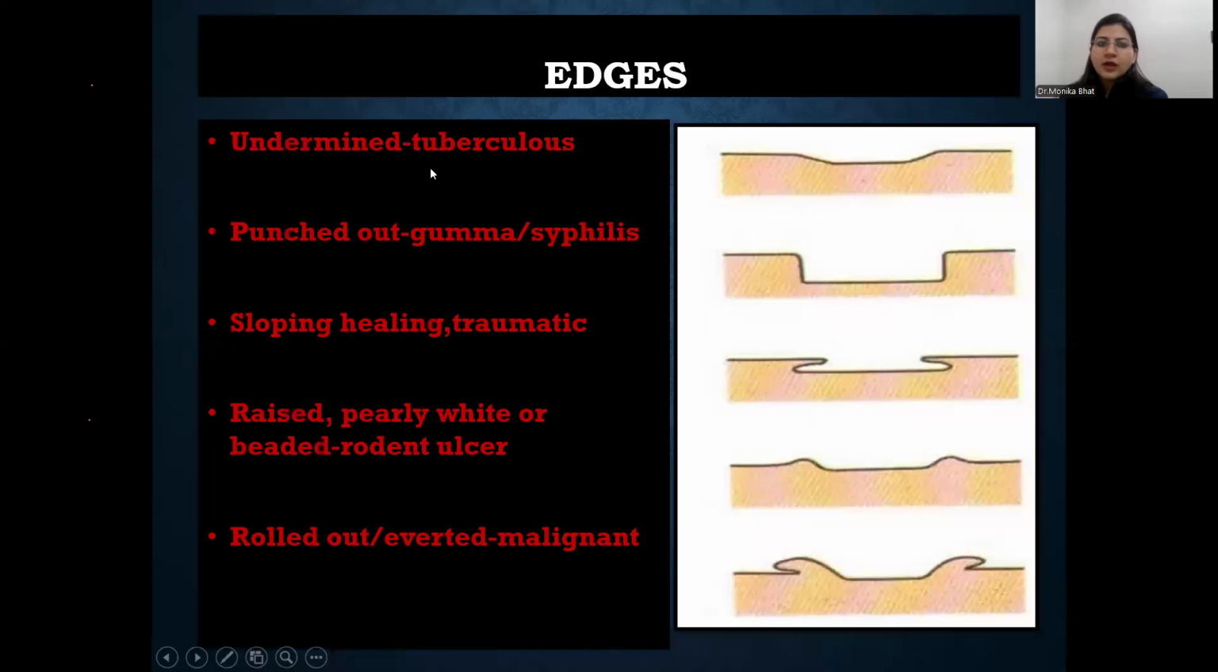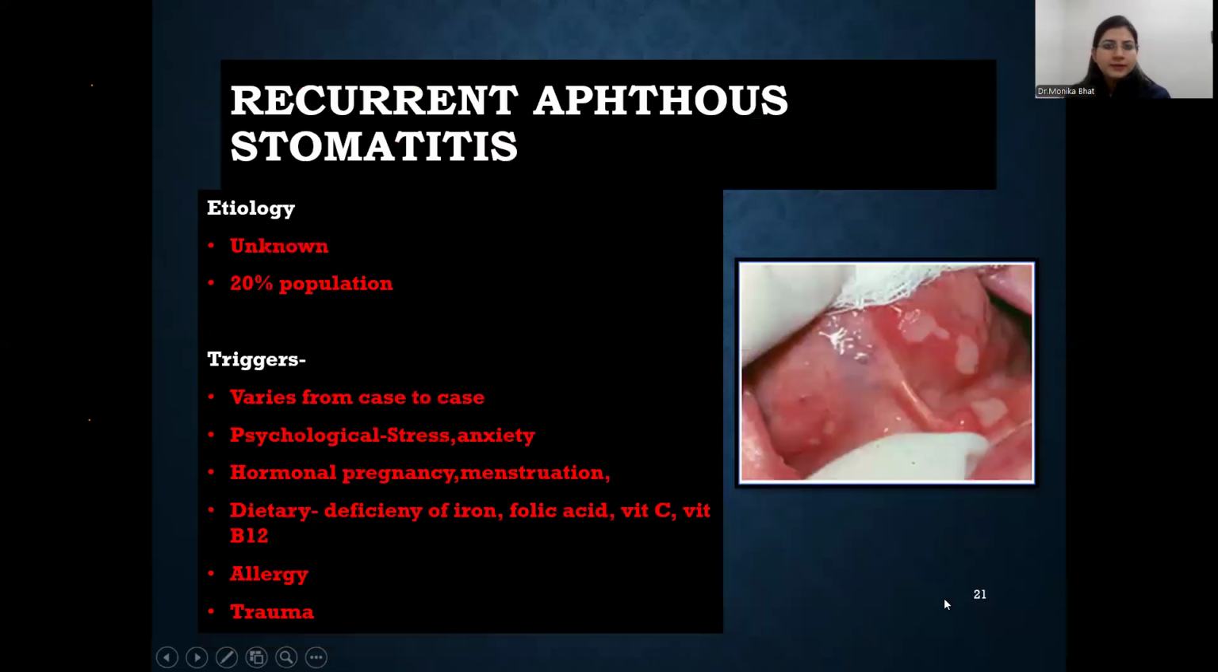Like we have undermined ulcers in patients with tuberculous ulcers. In syphilis, we have a punched out type of ulcer. The sloping, healing type is seen in traumatic ulcers. Raised, pearly white, or beaded edges are seen in rodent ulcers, and rolled out, everted edges are seen in patients with carcinoma or malignancy.